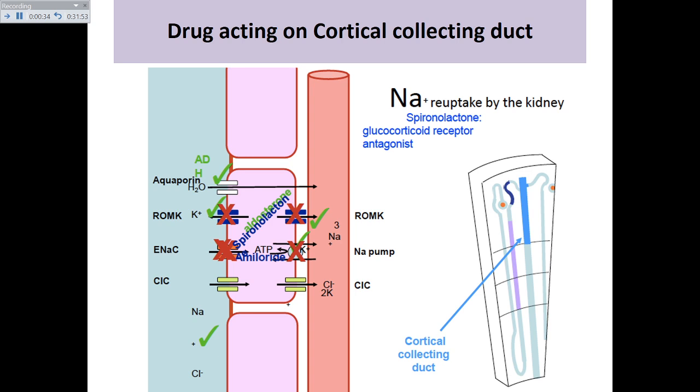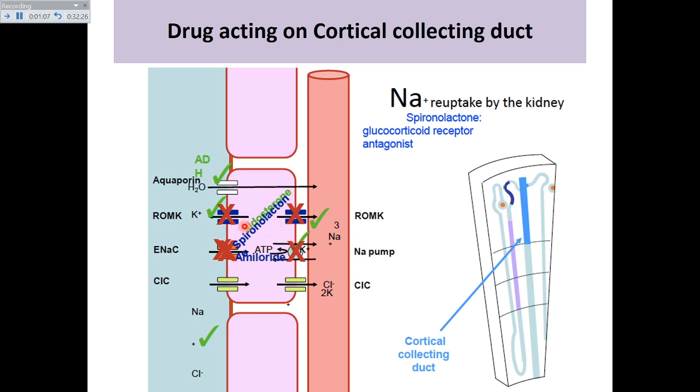So the other diuretic drugs cause a decrease in potassium. The loop diuretic blocks the NaKCl2 cotransporter, so potassium is also removed. So it may cause hypokalemia if used for a prolonged period of time. Here the hypokalemia does not happen. Why? Spironolactone is a potassium sparing diuretic.